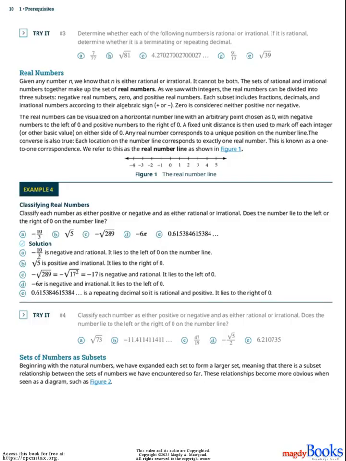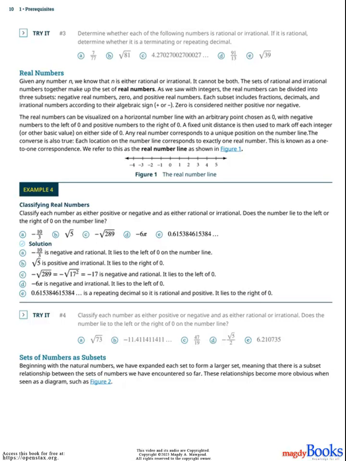B. Real numbers. Given any number n, we know that n is either rational or irrational. It cannot be both. The sets of rational and irrational numbers together make up the set of real numbers. As we saw with integers, the real numbers can be divided into three subsets: negative real numbers, 0, and positive real numbers. Each subset includes fractions, decimals, and irrational numbers according to their algebraic sign, plus or minus. 0 is considered neither positive nor negative.